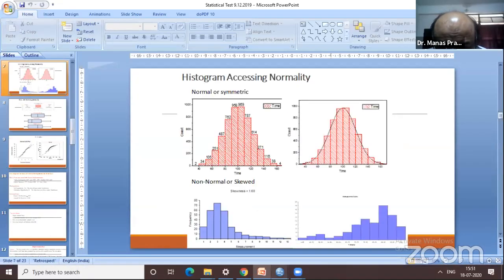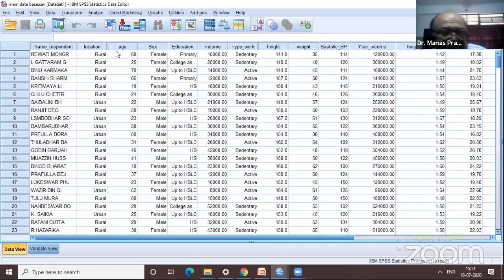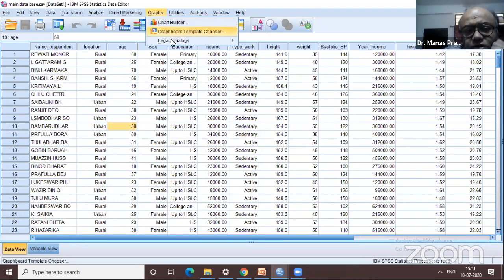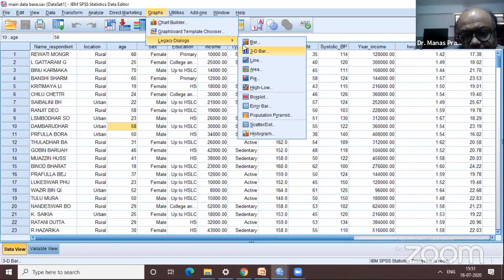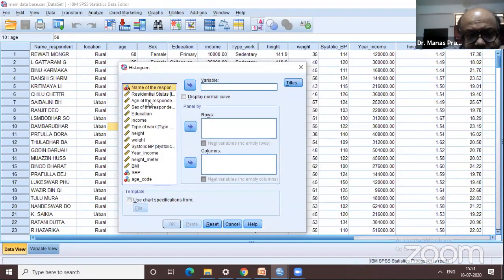Suppose this is the age variable. Yesterday I told you about this database; I am using the same database. So this is the age data. Now I want to check whether my age data follows a normal distribution or not. For that I have to go to Graphs, Legacy Dialogs, then Histogram. Then I put the age variable here, and click OK.